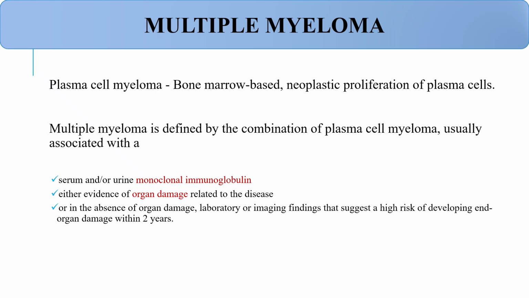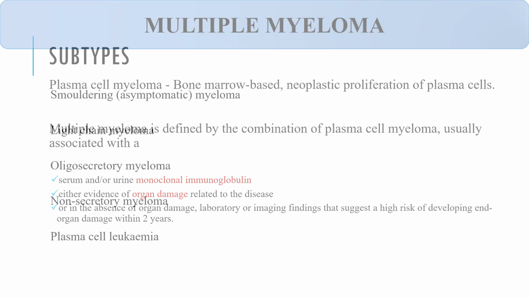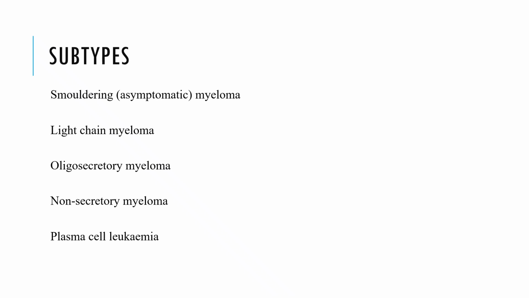Let me switch on the pointer. Okay. So, what are the types of multiple myeloma? Multiple myeloma can be smoldering or asymptomatic myeloma. It can be light chain myeloma, oligosecretory, non-secretory, or plasma cell leukemia.